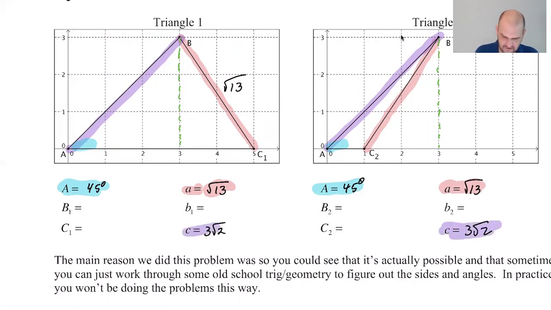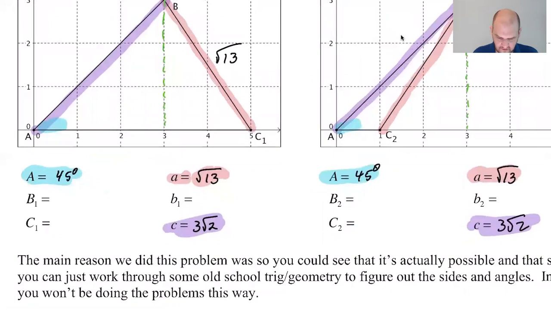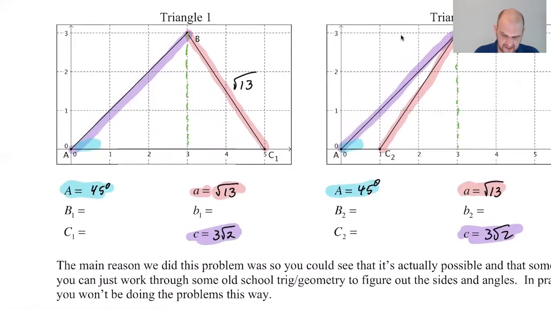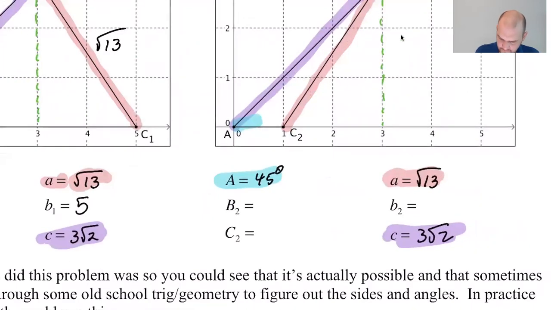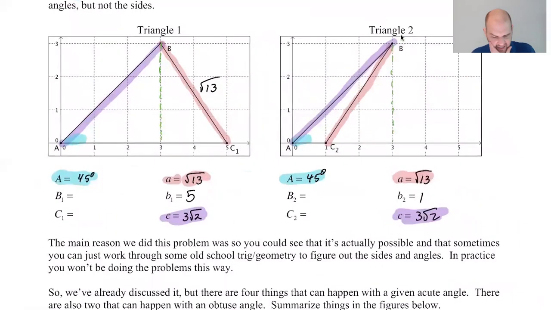This and this. There's your angle side side. Now we have to find the missing stuff. What can we do? Well, you can actually just count for this. So B here is going to be 5. B over here is just 1. You can see it. So that's 1. And then we need some angles. So how can we get these angles?